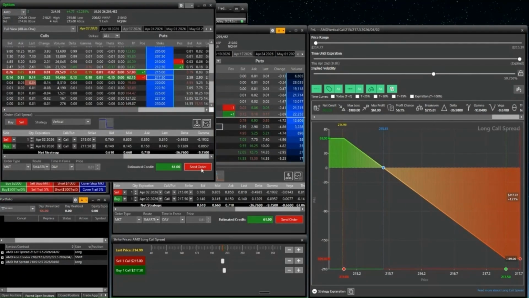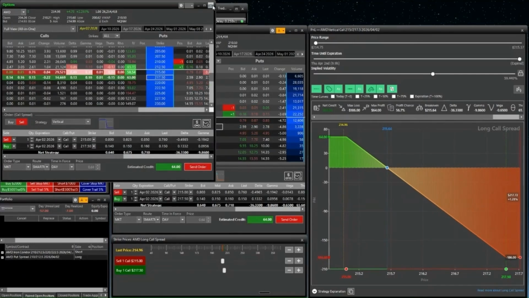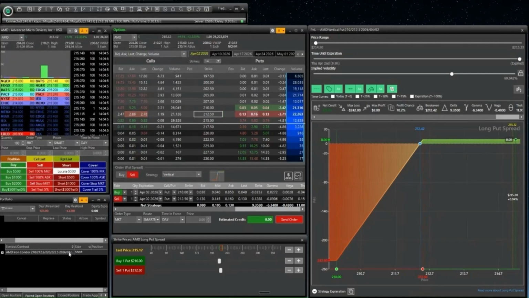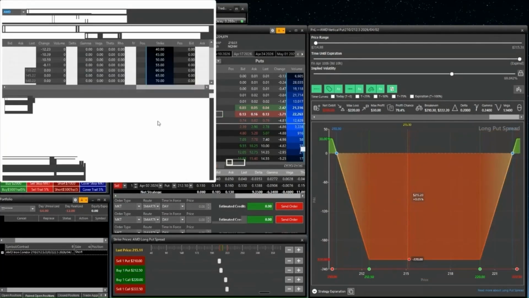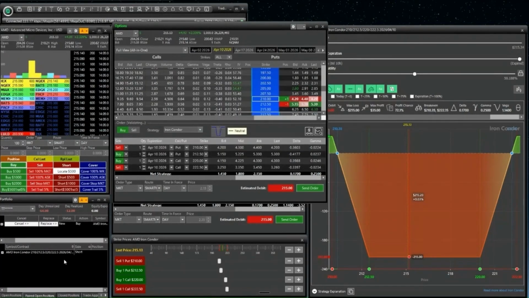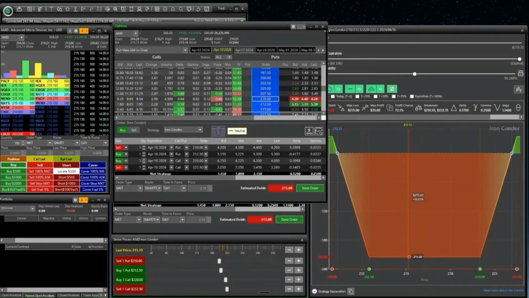Double click it. Send order. Send. I've just closed that first spread out. Let me just close this other spread out that I accidentally opened. I've closed those 2 spreads out. Now I'm going to also close this out over here. And I'm going to press send order. And there we go. That closes that spread out.